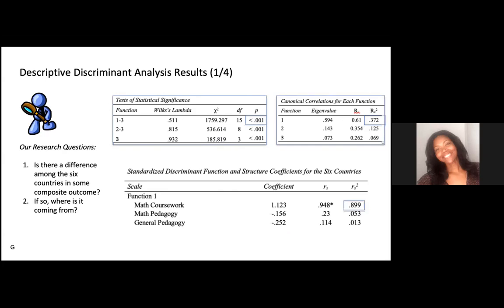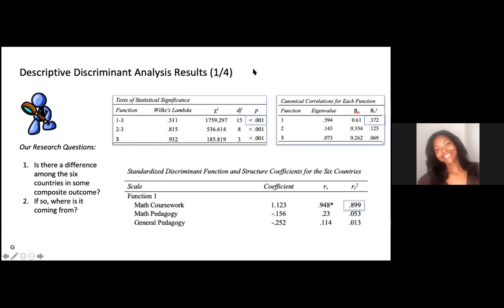So the first thing we want to look for is, were we able to find a statistically significant group difference? And where we look for that is functions 1 through 3, which is our overall solution. We're saying across all the different linear combinations, did we have a statistically significant result? Meaning, were we able to find differences across the 6 countries? And because this is less than 0.05, we can say, yes, we do. So that's exciting.